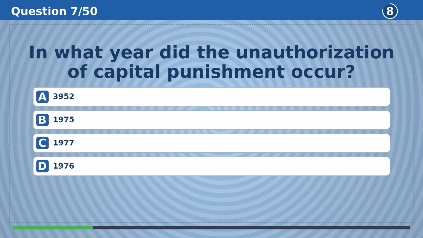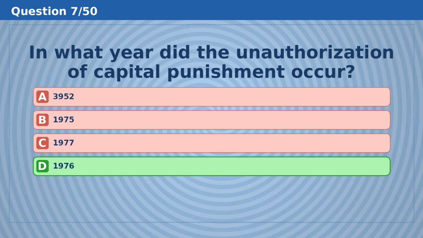In what year did the unauthorization of capital punishment occur? The answer is D, 1976.